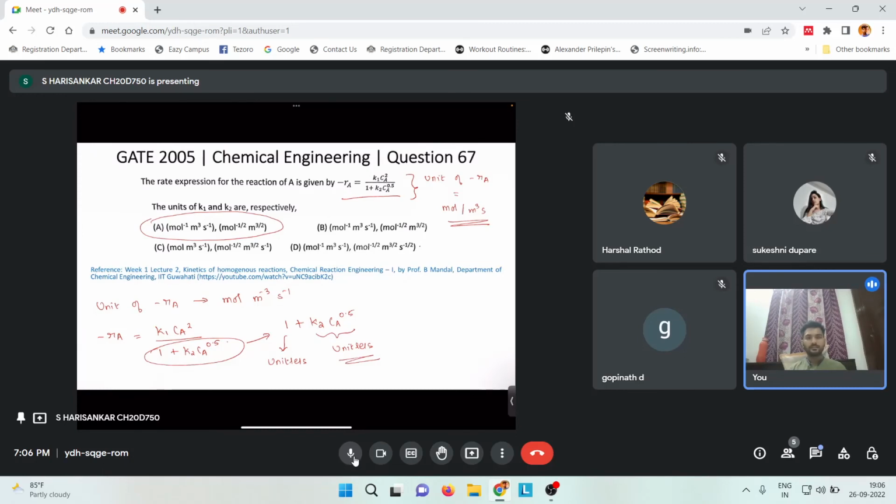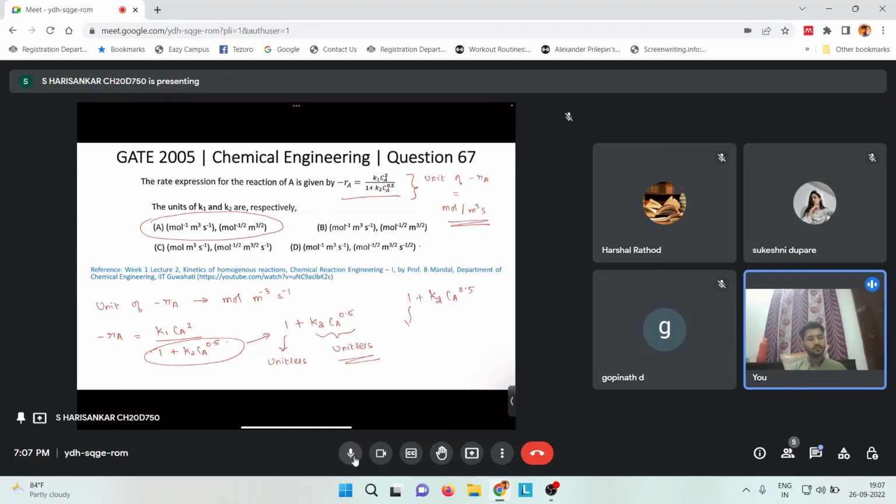So Harshal, is this clear? Sir, how to identify whether a term is unitless or has units? If you see any number in the denominator, like here, K1, let's say, is 1 plus K2 Ca raised to 0.5, this one is just a number. This one is basically unitless.